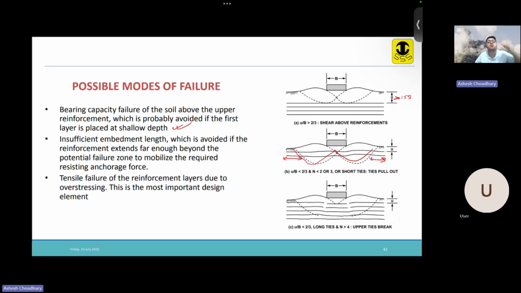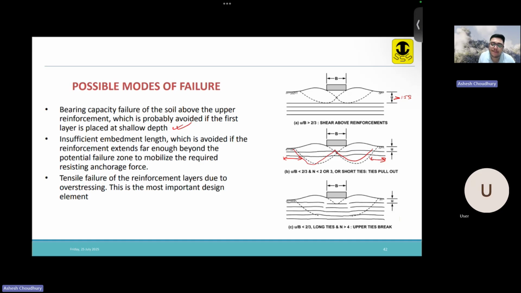Okay. But when you put U by B less than 2 by 3, we need to ensure two more criteria are satisfied: the pull out criteria and the rupture criteria. Both of them should be looked into. So how to ensure that there is no pull out? We can ensure that there is adequate embedment length. So when there is a chance of pulling out is when the number of layers is less than 2 or 3, or the ties are short. In that case, there are chances that there will be pull out. But if you give enough embedment then we can avoid it.